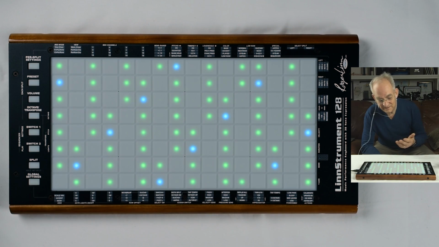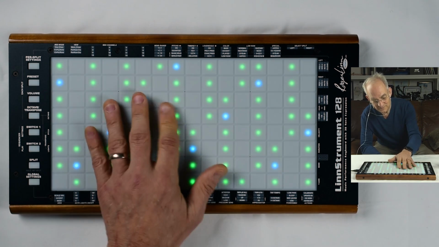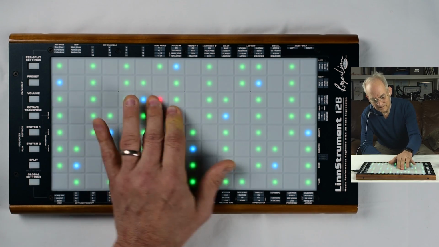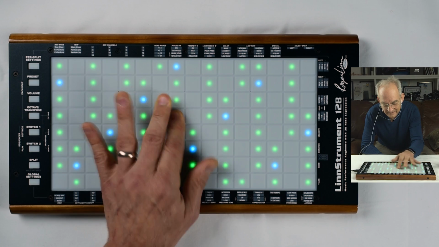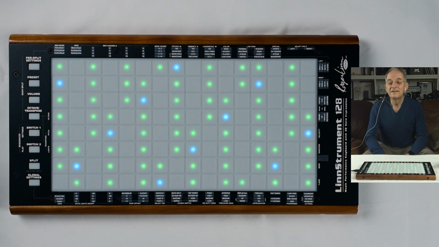And then there was another lick that I think Norton Buffalo did once, and it was like this. So that'll give you some stuff to play around with on the blues harmonica.